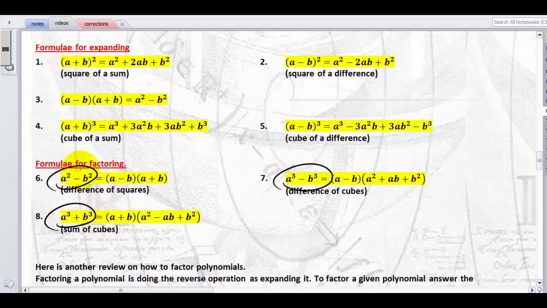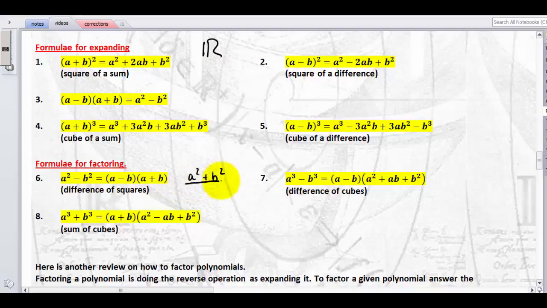And as you can see, why don't I have a squared plus b squared? I'm only interested in looking at these formulas in R, not in C. In R, you do not factor a sum of squares. You factor that in C, you don't factor it in R. So they should all be recalled.